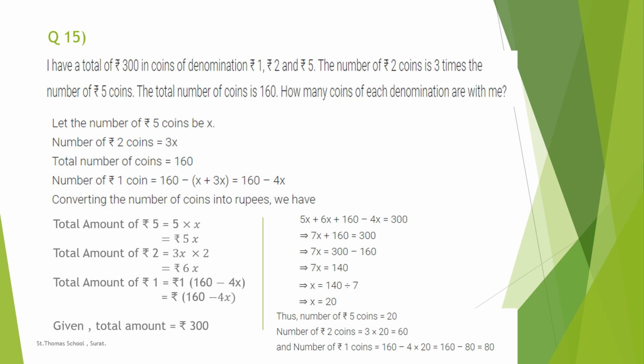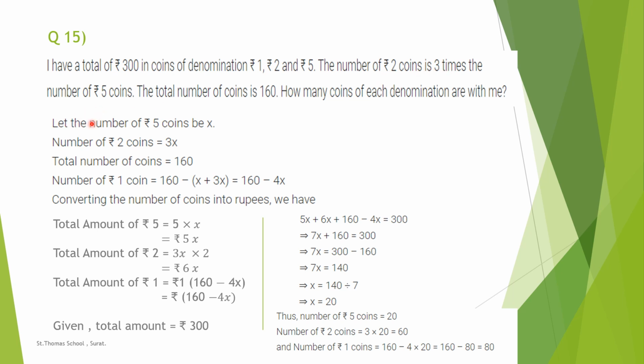Question number 15. I have a total of rupees 300 in coins of denomination rupees 1, rupees 2 and rupees 5. The number of rupees 2 coins is 3 times the number of 5 rupee coins. The total number of coins is 160. How many coins of each denomination are with me? Question is clear? So I have a total of 300 rupees in coins. And these coins contain rupees 1, rupees 2 and rupees 5.